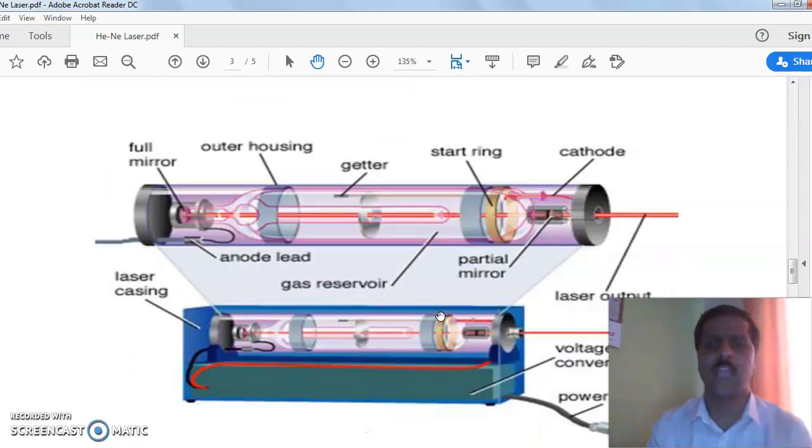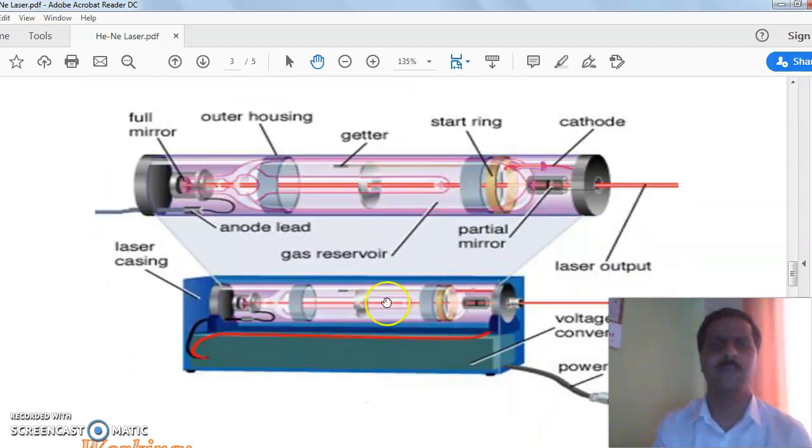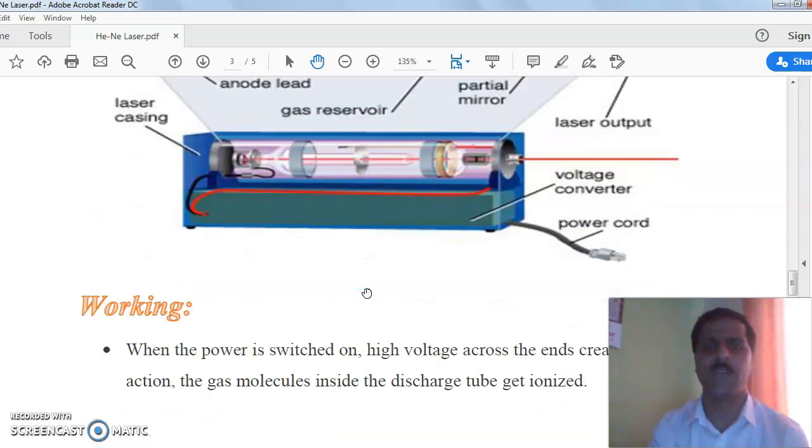Come to the actual image. Actually, that is a discharge tube, a glass discharge tube. Helium neon gas is filled. Then these two are the mirrors. That is the actual diagram of the helium neon laser.